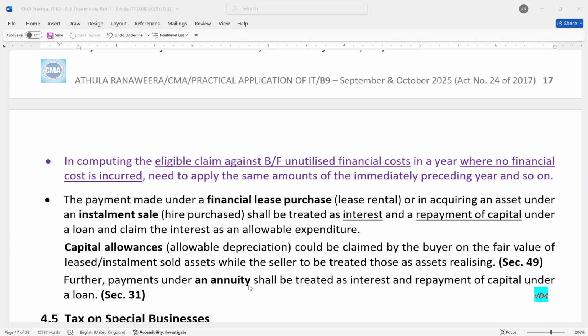Now, annuity, when we are making a payment on annuity, even on annuity, we have to separate the capital and interest. That is what it says, right? The further payment on annuity shall be treated as interest and payment of capital. That is explained in Section 31. Section 31, sorry. Section 31 explains that part. Do you have any questions?